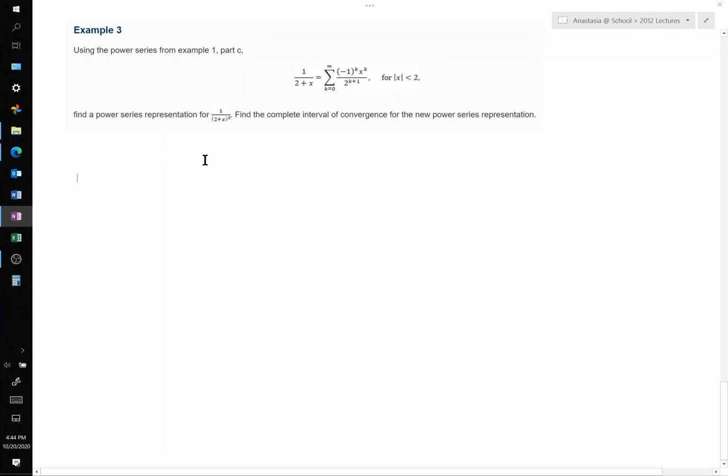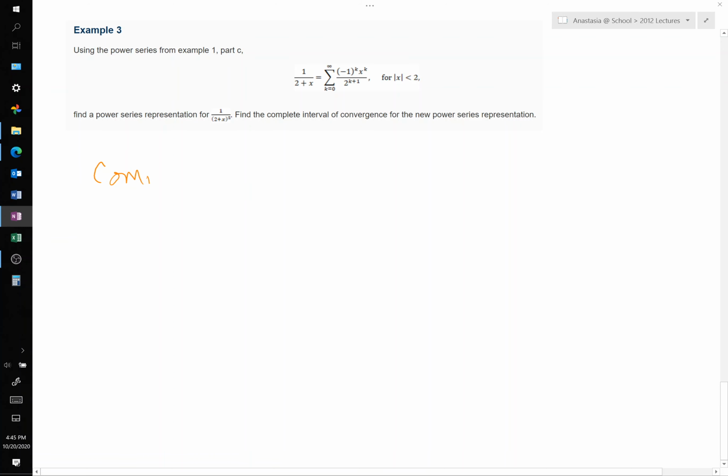So we're going to find a power series representation for 1 over 2 plus x squared, and we're going to find the complete interval of convergence for this new power series representation. So this is a little bit different from the previous example because that example only asks us to find the radius of convergence. So we're going to find the complete interval of convergence, and we'll see what the difference is there when we get to it. But first we're going to find a power series representation for 1 over 2 plus x squared.